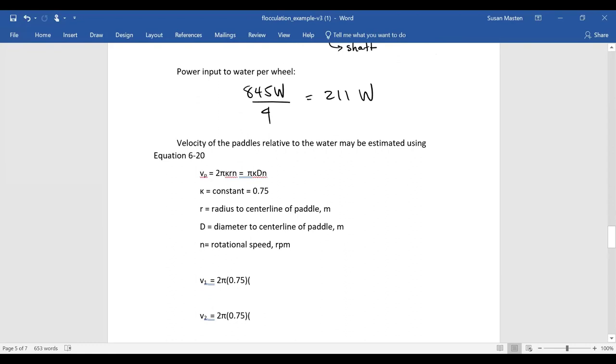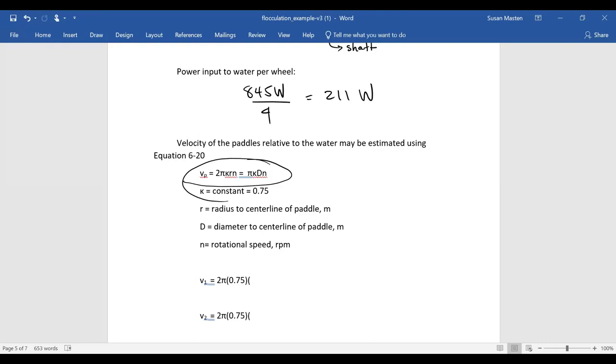What I need to determine ultimately is the speed at which these blades are turning. All of your blades on that center shaft are going to be turning at the same speed because they're on that shaft. The velocity of the paddles relative to the water can be estimated from this equation right here. This K is a constant, and the 75% was stated early on, where we said that the velocity of the water relative to the paddles is 0.75.